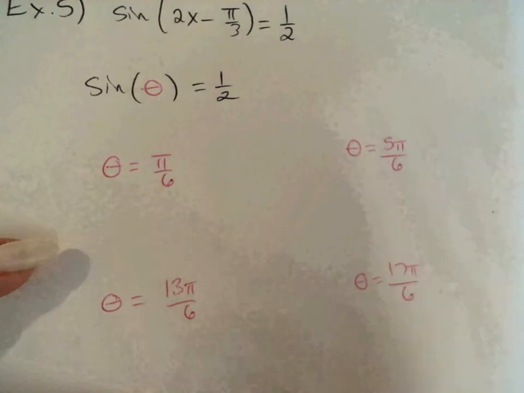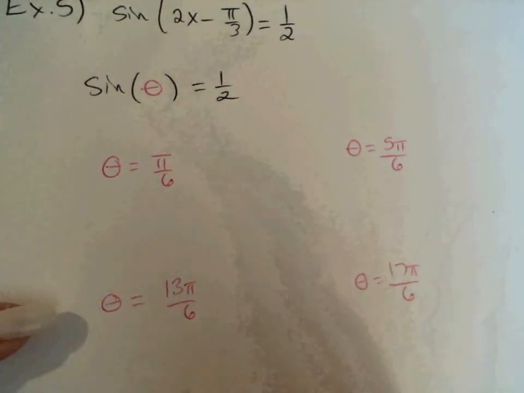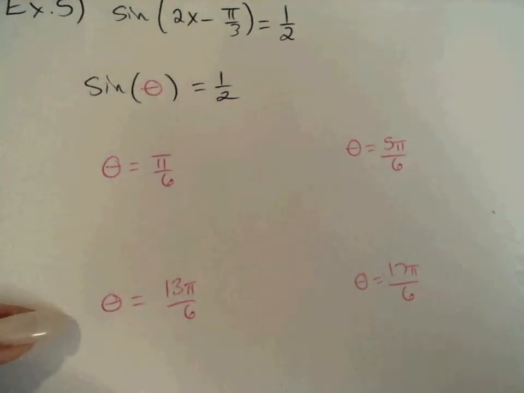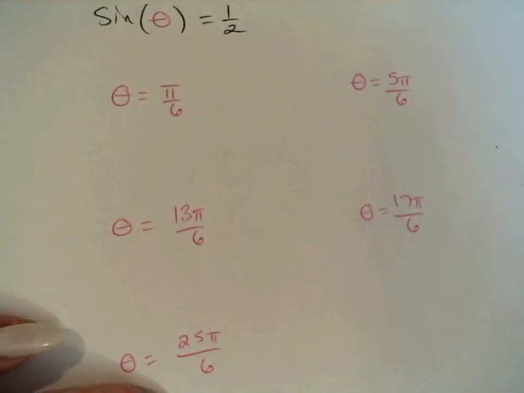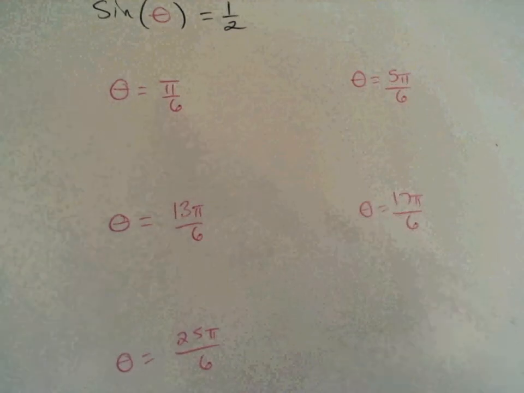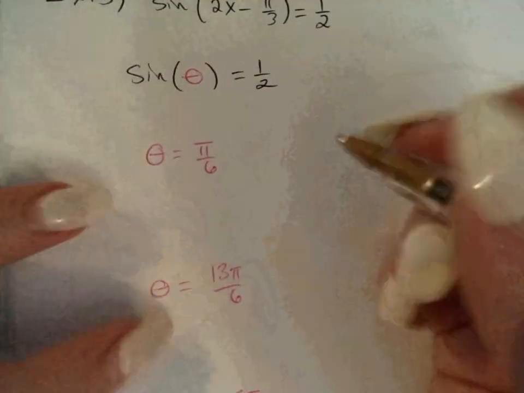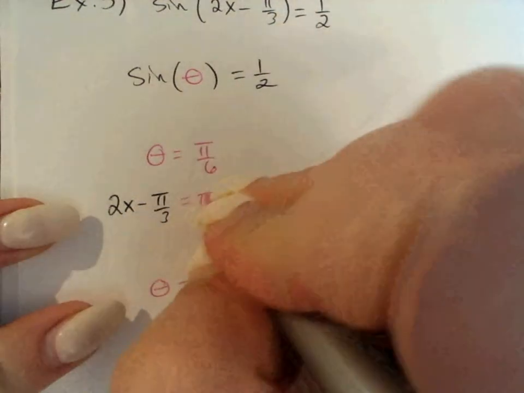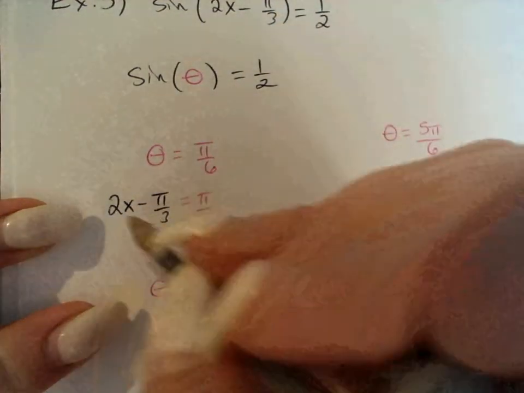Adding 12 pi over 6 gives me 17 pi over 6. I'm going to add 2 pi again. Adding 12 pi over 6 gives me 25 pi over 6. And I'm going to leave it at that, and then if that one works, then we'll keep going. But theta is not that. Theta is 2x minus pi over 3.